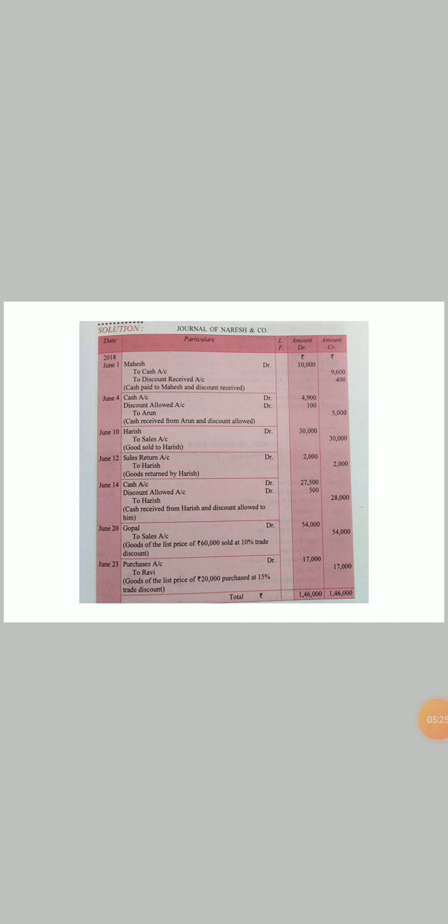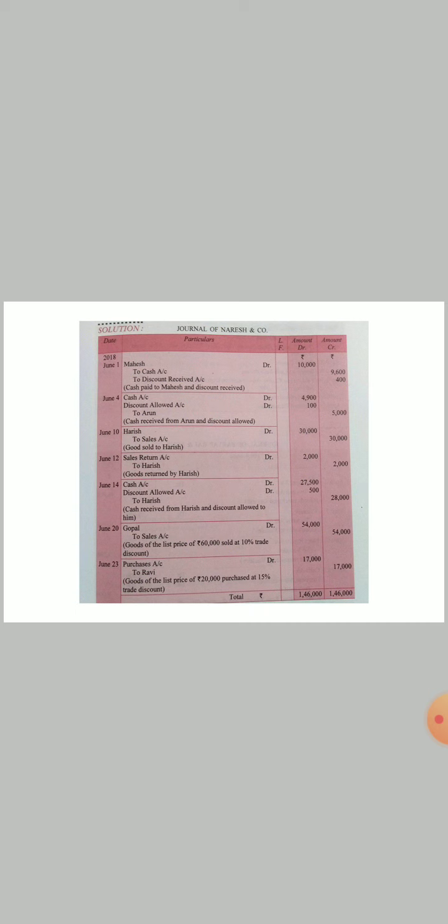It is 60,000, but the discounted rate, 10% less, 6,000 less, it will be shown at 54,000. We have sold goods to Gopal, entry will be Gopal debit to sales account, but the amount will be 60,000 less 6,000, that is 54,000. Similarly, in the last point, we have purchased goods from Ravi of list price 20,000 at 15% trade discount. Goods are coming into business, purchase account debit, Ravi is providing that so he will be credited, but the amount will be again 20,000 less 15%, that is 17,000.